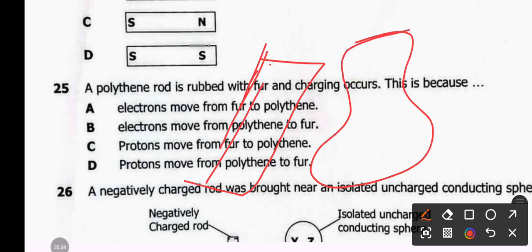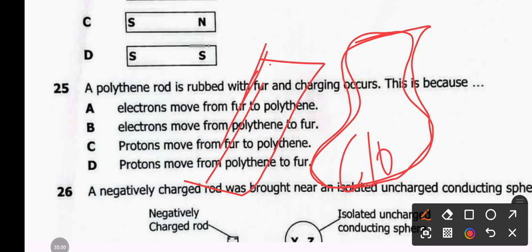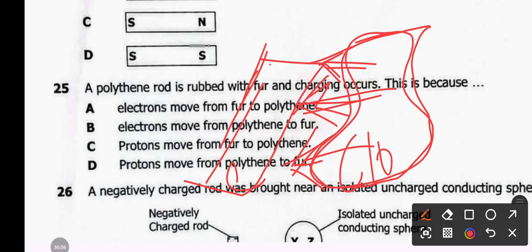Charging basically refers to the gain or loss of electrons. So it is the electrons that are concerned. When a polyethylene rod is rubbed with a piece of fur, the fur loses electrons to the polyethylene rod, thereby making the rod negatively charged and itself becoming positively charged. You just have to know this.